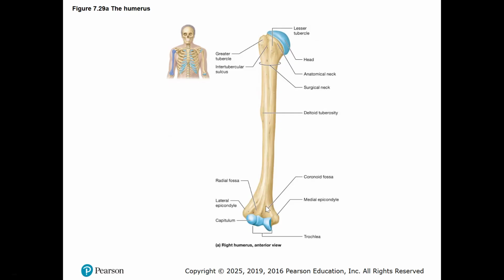When we look at the distal epiphyses here of the humerus, you see these articulation points with the radius and ulna. The lateral epicondyle here is the site of muscular attachment. A lot of muscular attachment here. You see the coronoid fossa, which is that small indentation here that's going to allow for that hinge joint movement of the elbow.